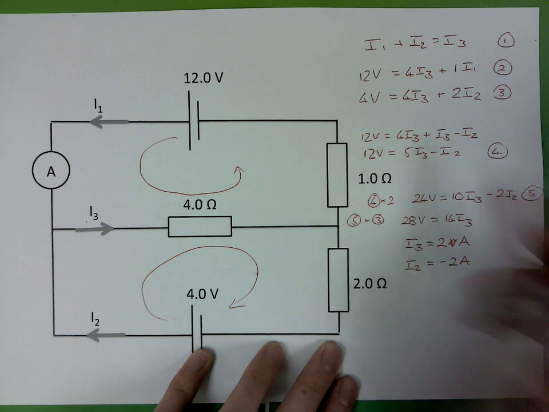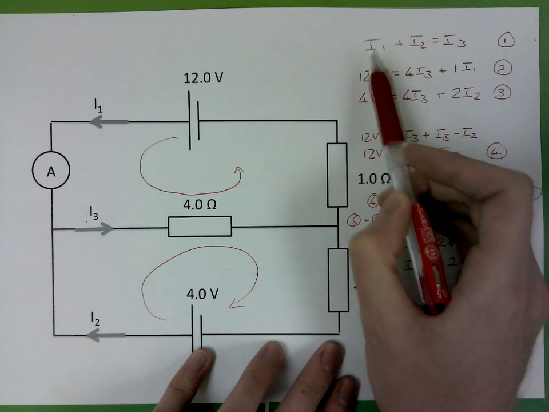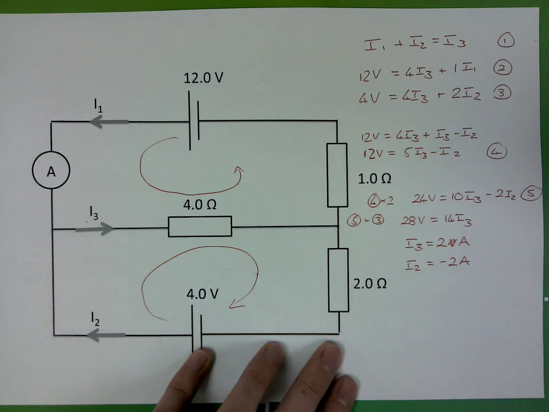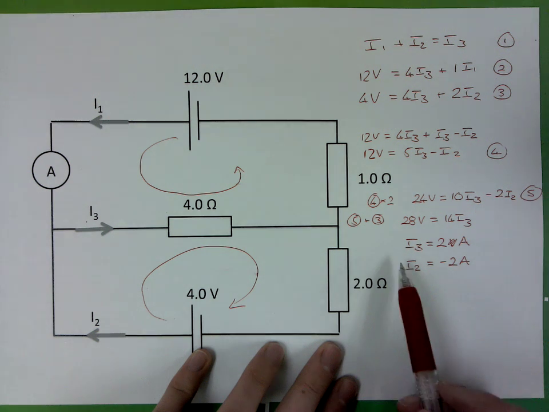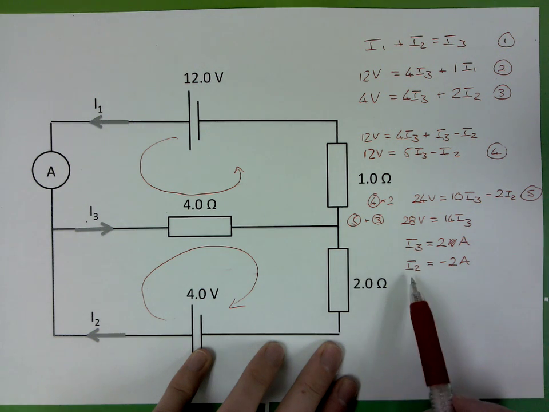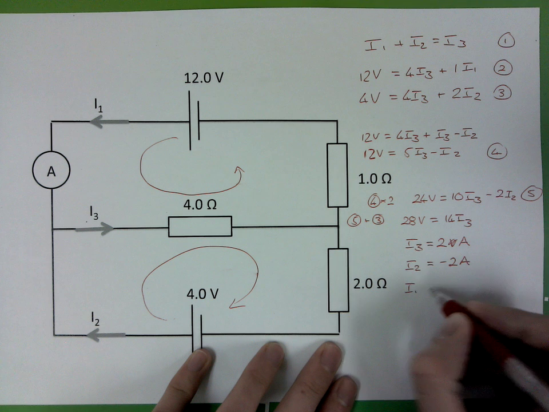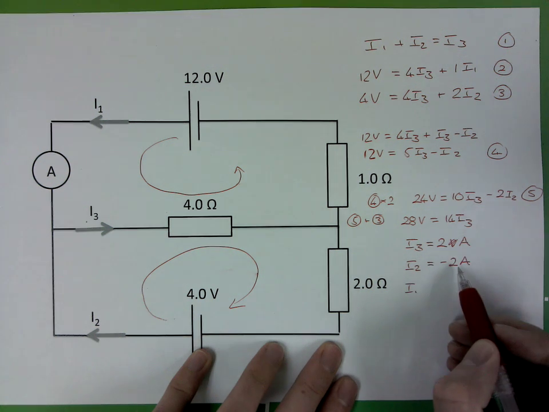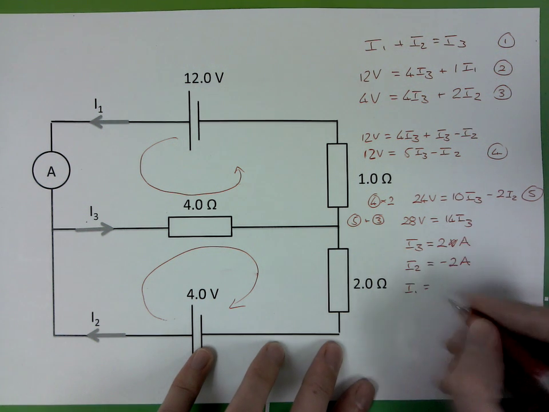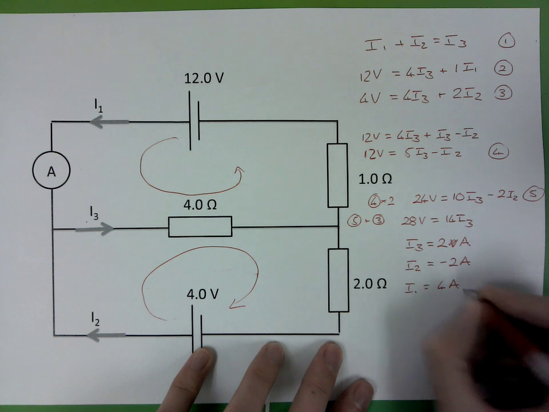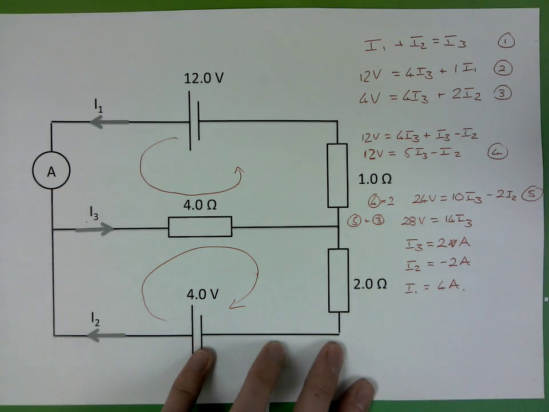And for the final step, I can use this equation up at the top. I1 plus I2 equals I3. So I1 therefore is I3, 2 amps, minus I2. So minus minus gives me 4 amps. I've now solved it for I1, I2 and I3.